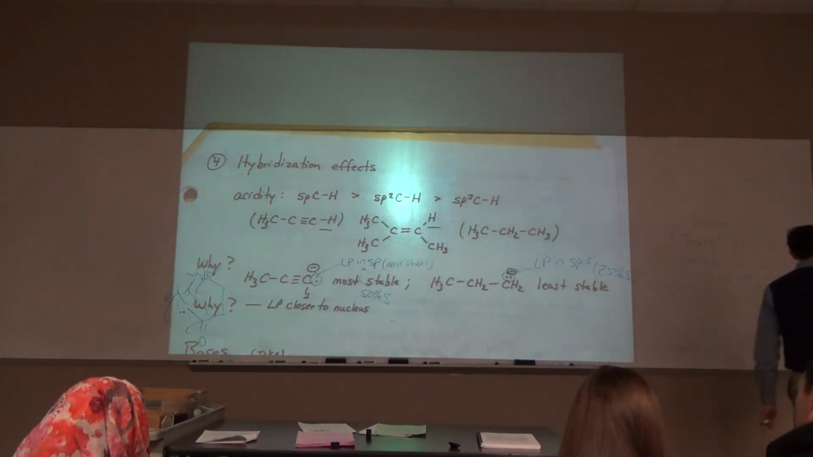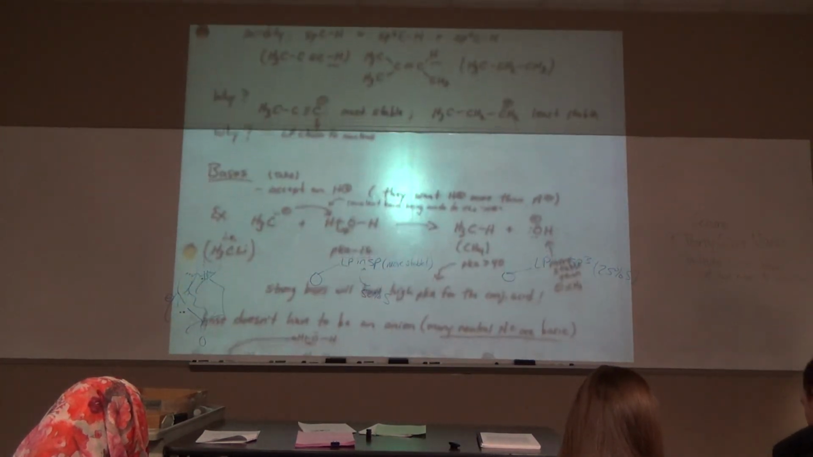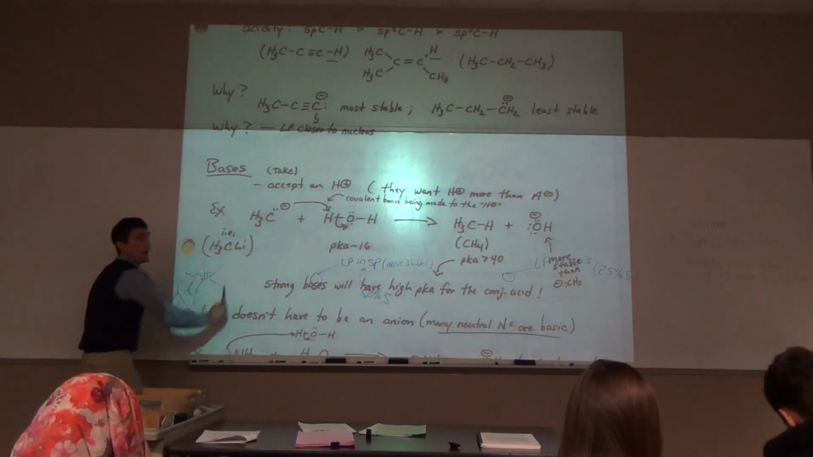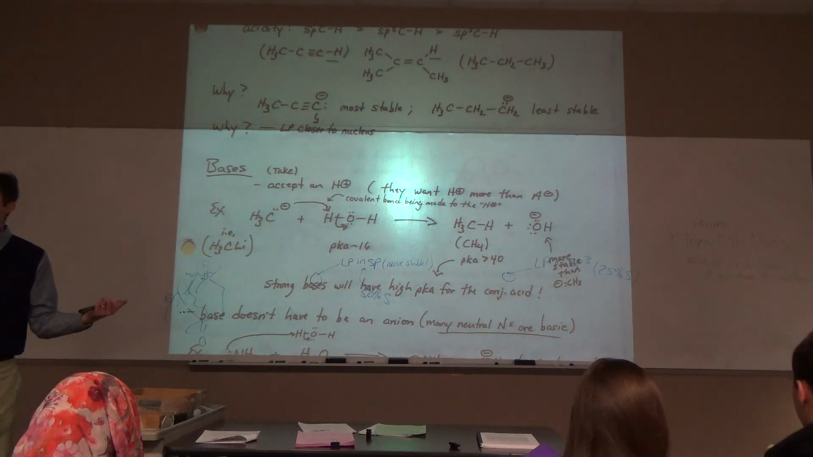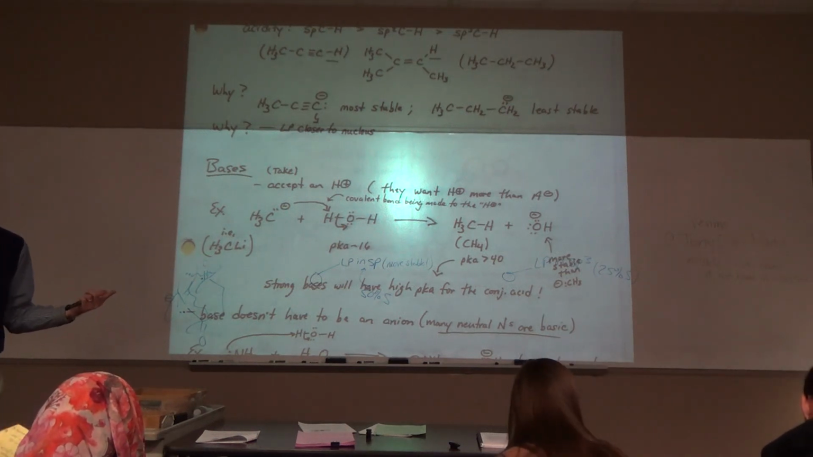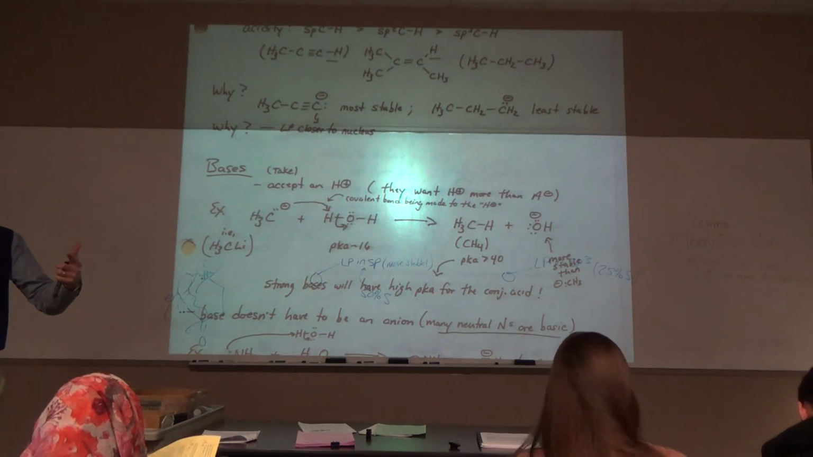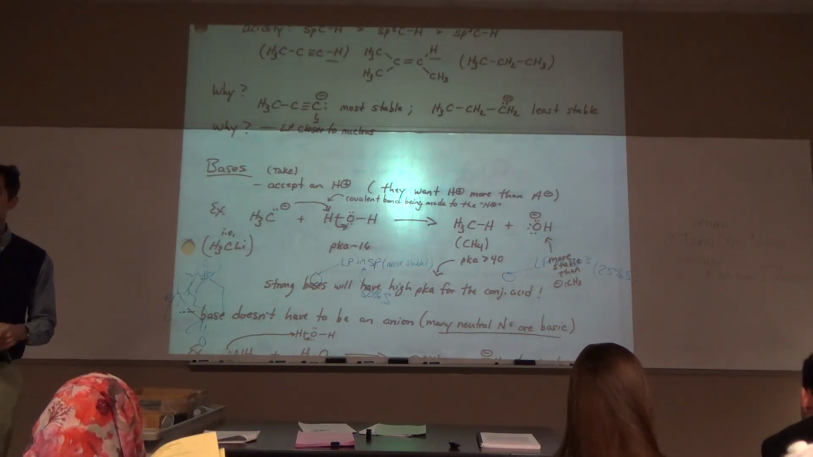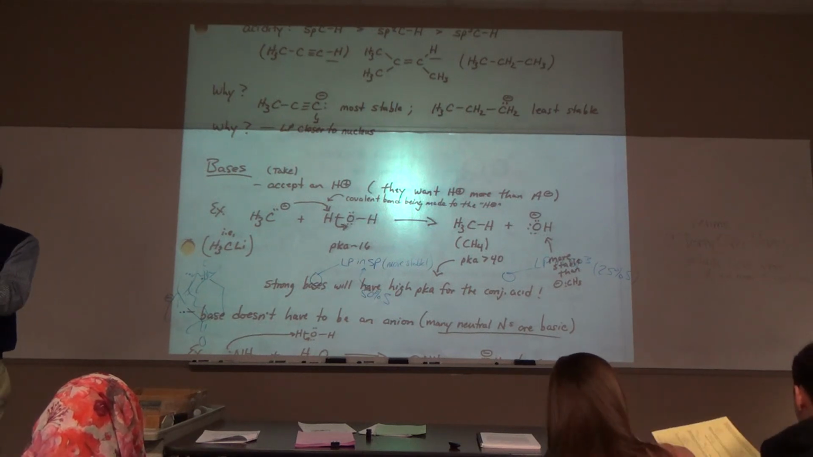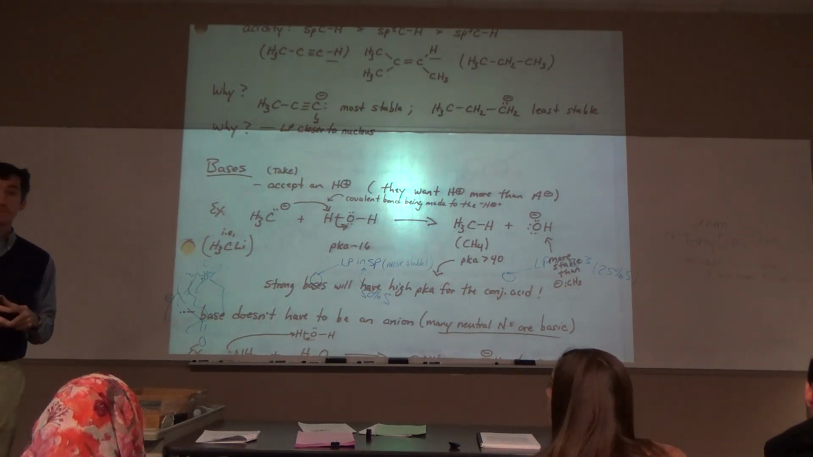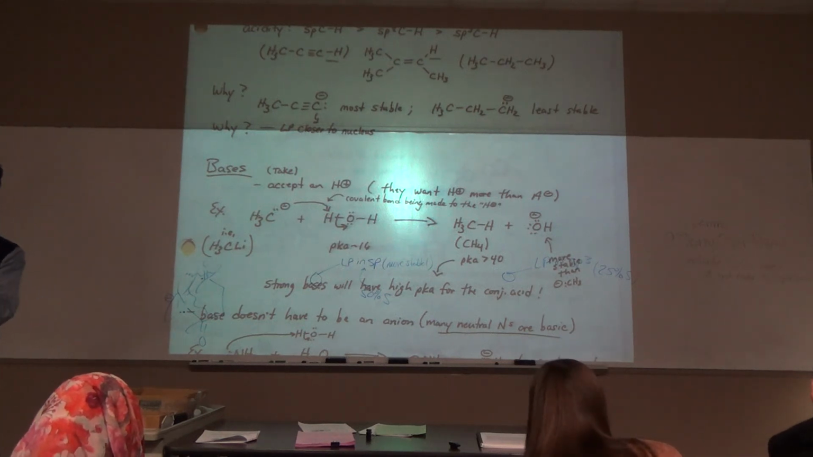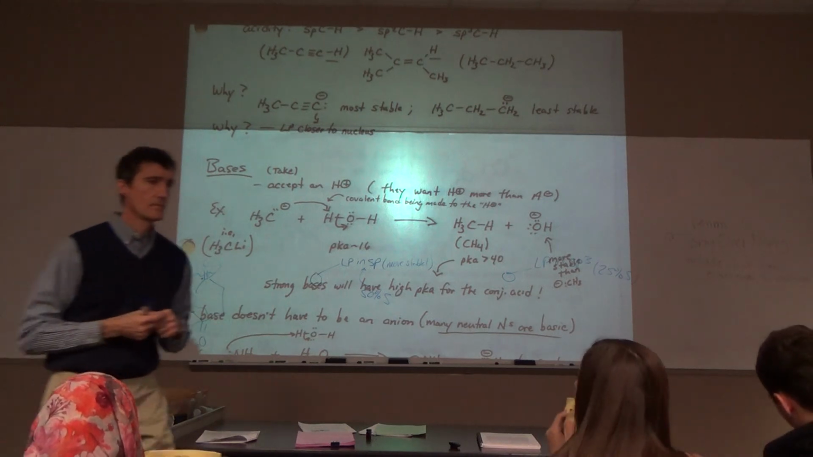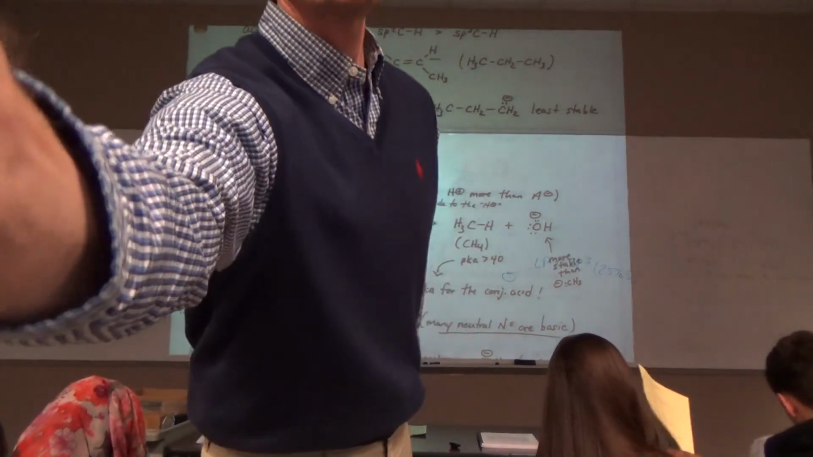Let's see where we're at. Next time we'll be starting with bases. Our bases will involve the same considerations, but with the opposite consequence. With bases, you want high electron density. It's the same considerations, we're just going to flip it over. We'll start there after our quiz on Monday.